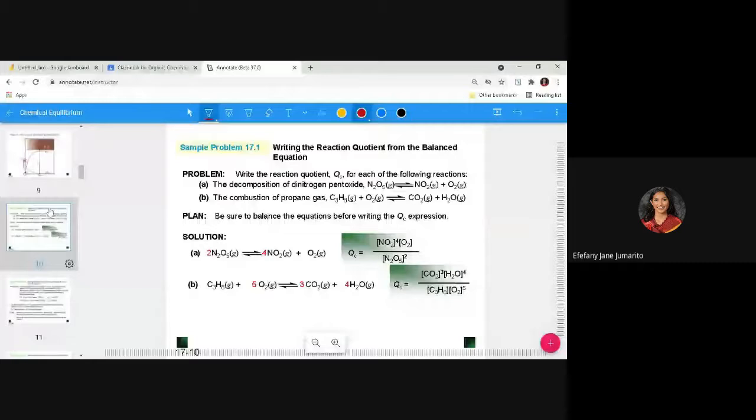Right. Okay, so we have this one. Writing the reaction quotient from a balanced equation. Write the quotient for each of the following reactions. So we have the decomposition of dinitrogen pentoxide. Okay, decomposition reaction. Why decomposition?